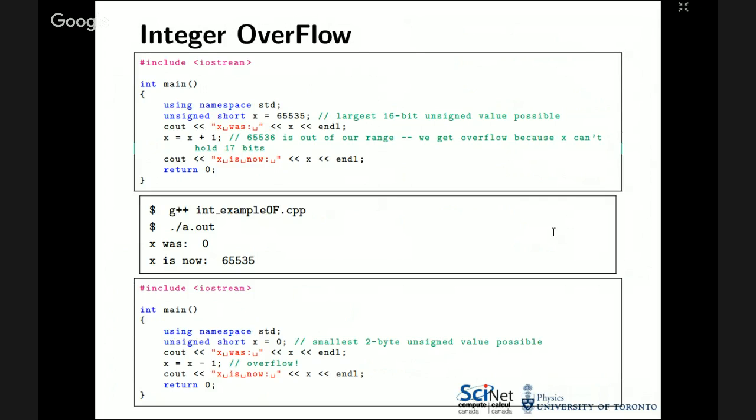So in the previous case, it should have said x was 65,535, and now x is 0. And when I run the case at the bottom, it should say x was 0, and now it is 65,535. It's basically a circular representation.